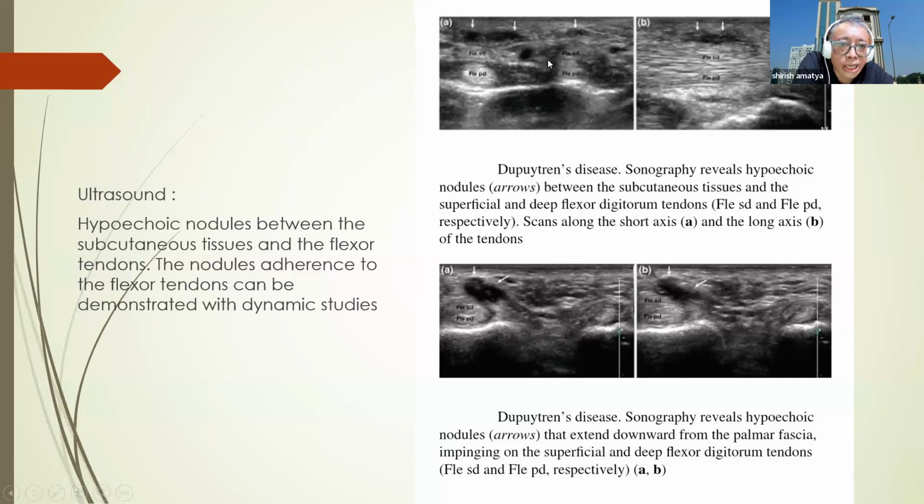Similarly, this is the short axis view. On the right side, you can see the long axis view where you can see the Dupuytren nodule lying over the flexor digitorum superficialis and profundus. This is an example ultrasound picture of the Dupuytren contracture. In the lower side of the picture, you can see the hypoechoic nodule just over the flexor tendon, extending downwards to the deeper structure. So this is a classical picture of the Dupuytren contracture.